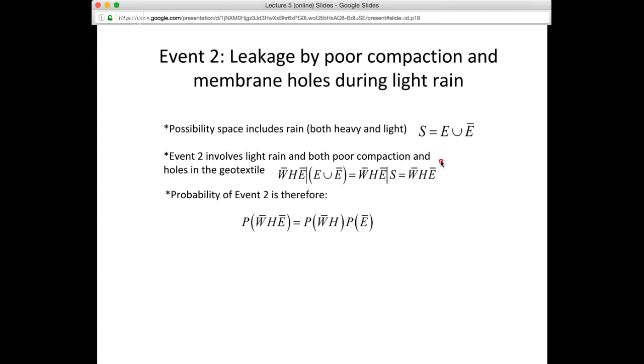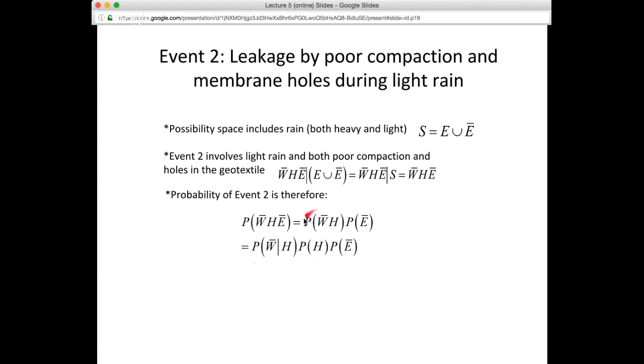Because it's normal when we have something conditioned on the possibility space to just write the event itself without the condition. So we're interested in the probability of this event. Again, we recognize that construction is statistically independent of climate or rainfall. And so we can express this as the product of the probability of the construction times the probability of light rain. And we bring that down. See, I got the light rain this time.